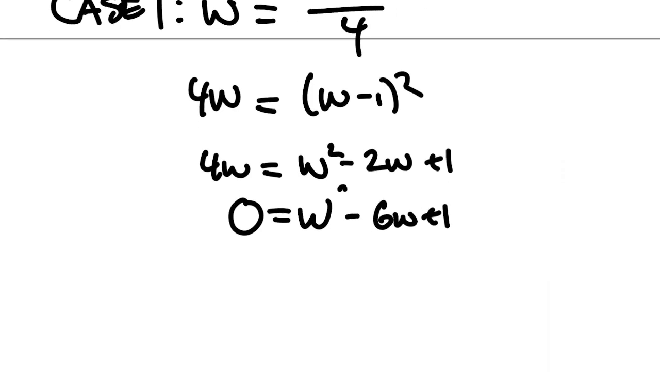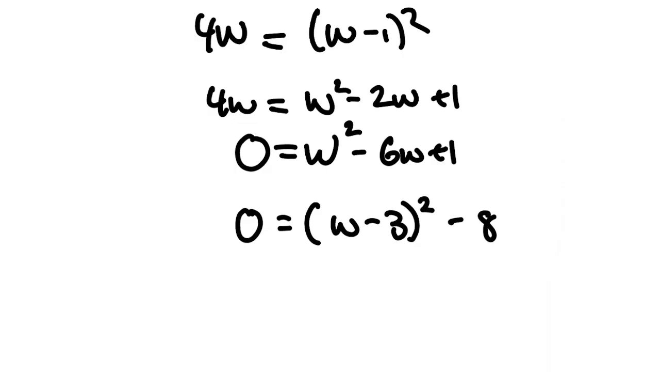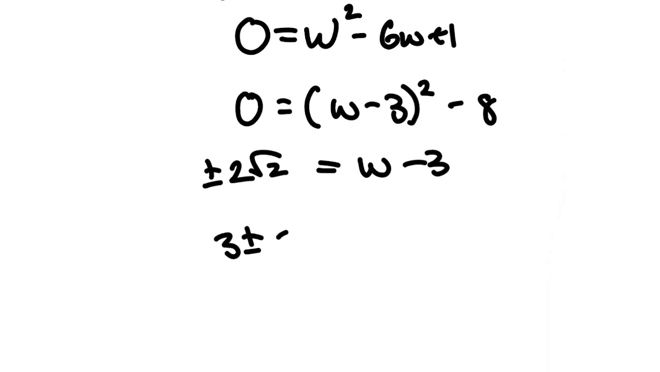So why am I not writing my squares? So w is going to equal, that doesn't factorize. Well, we can just complete the square. So we say 0 is (w − 3)², that's going to be plus 9, so minus 8. So we have plus or minus 2 root 2 equals w minus 3. So 3 plus or minus 2 root 2 equals w.